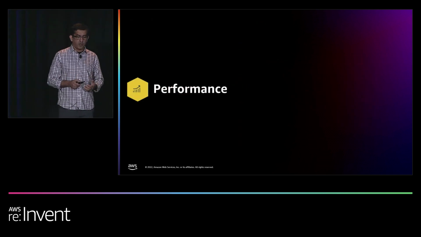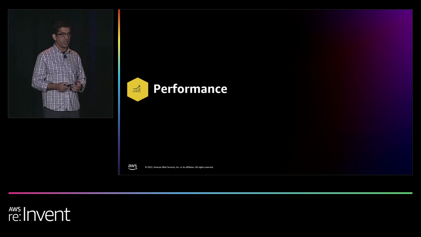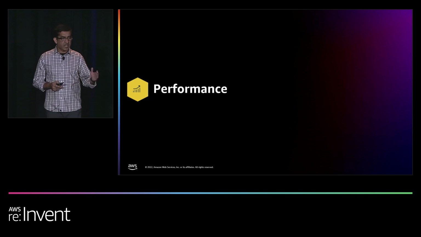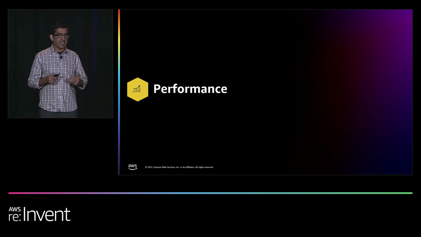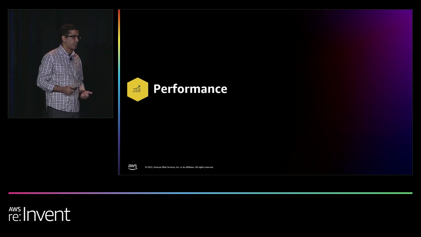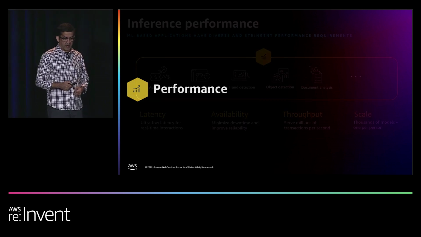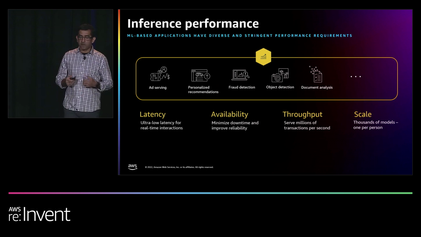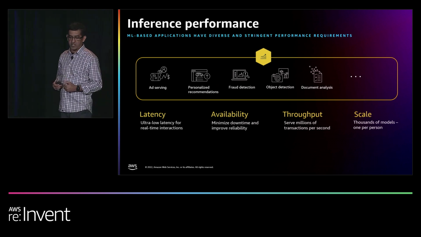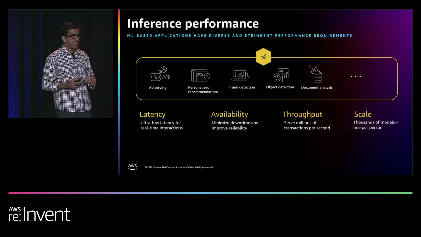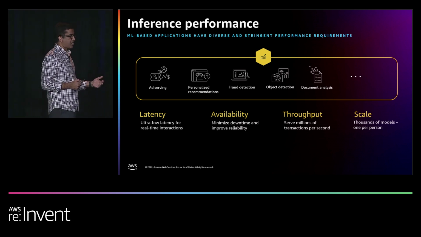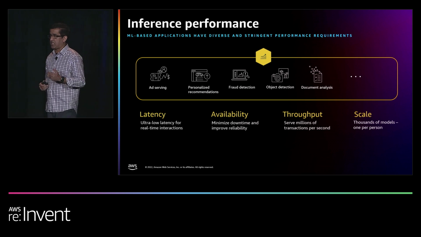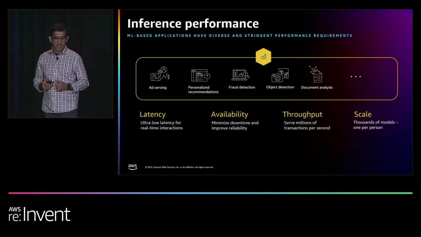So we talked about how SageMaker offers you the best performance at the lowest cost while deploying very complex models. Let's double-click on this performance dimension, and let's see how you can optimize performance on SageMaker. Applications such as ad serving and personalization often require the inference to be served with just a few milliseconds in latency to facilitate real-time interactions with end users. So you need your inference latencies to be in just a few milliseconds range.